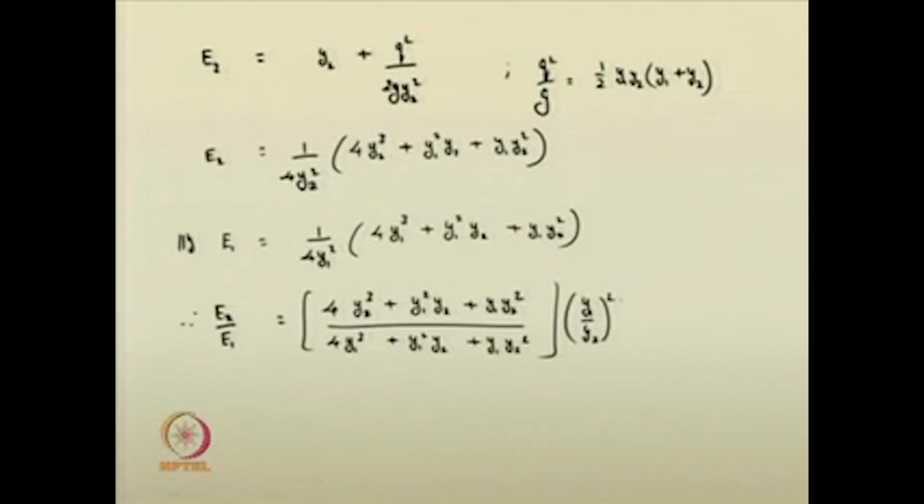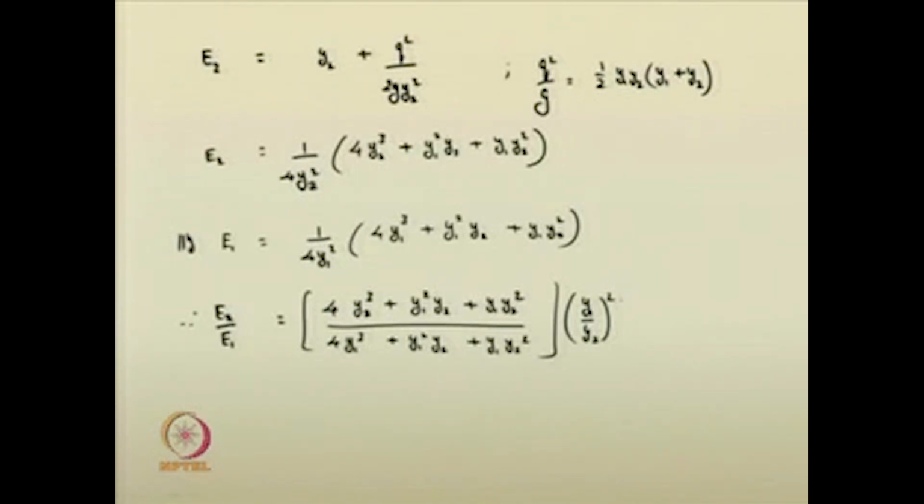Like this, I will get the corresponding efficiency of jump relationship. The efficiency of jump, you can obtain in this particular form. This again, as I mentioned earlier, you can express in terms of the upstream Froude number, because you know that y2 by y1 is nothing but equal to half of (1 plus 8 Fr1 squared) rooted minus 1. If this quantity is substituted here, you can easily get the expression in terms of Fr1 squared.